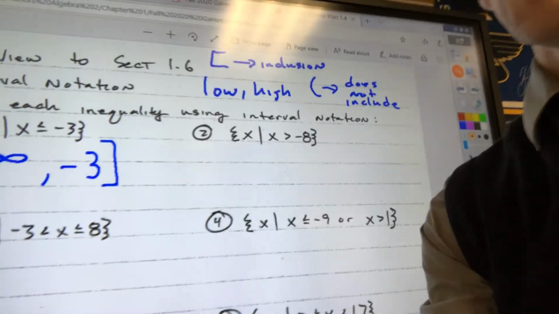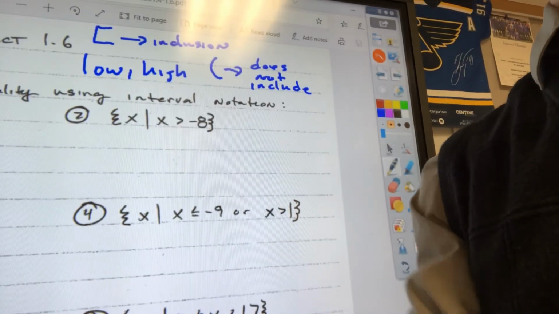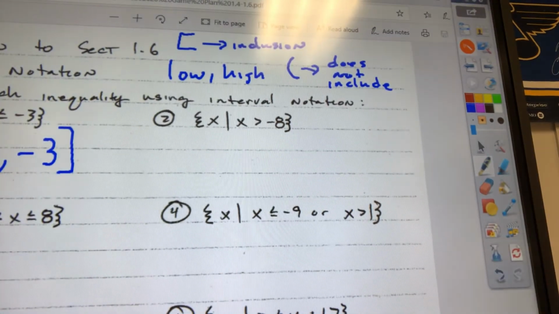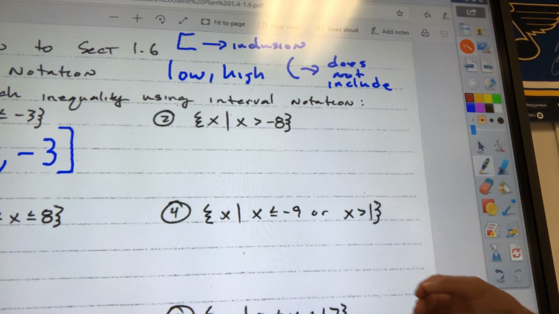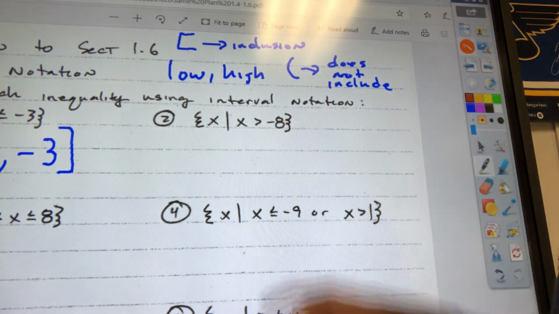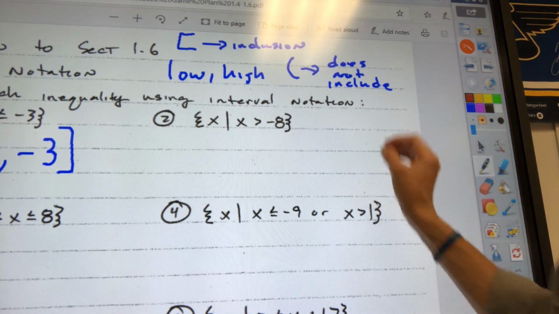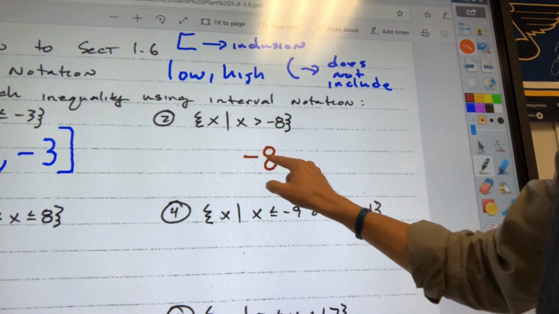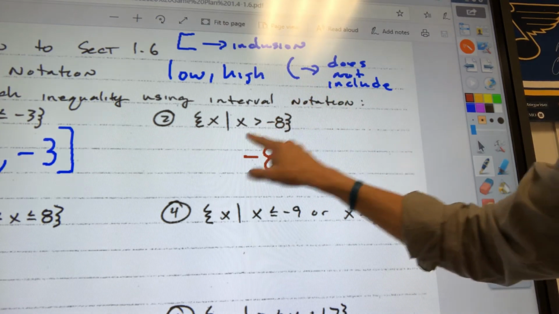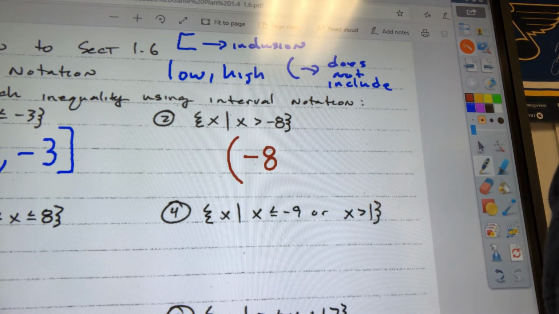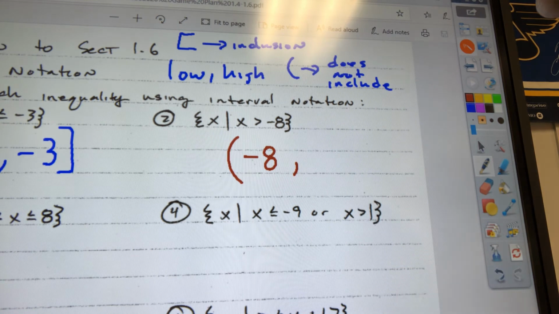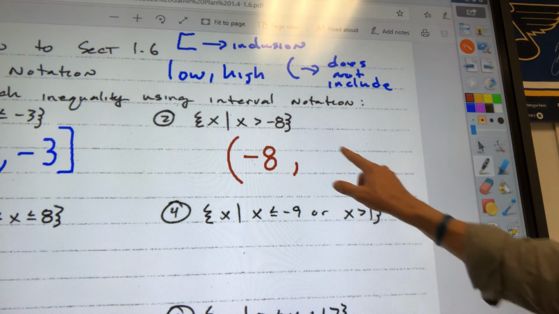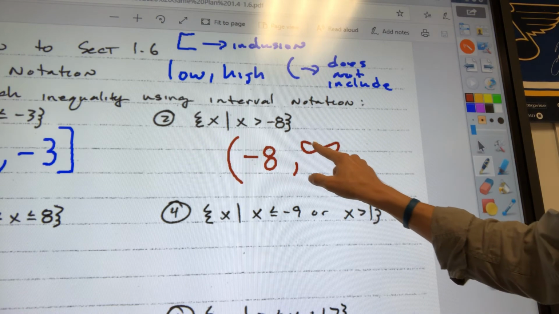I don't think you have to do anything really with it this year, but it is important to have this down. You will have to recall it in 2 years' time. So this is saying x is greater than negative 8. So negative 8 is the smallest it can be. Now there's no equality there, so I use a parenthesis around negative 8. X can be anything bigger than negative 8. So it can be 10, it can be 100, it can be 1,000, it could be 1,000,000. It can go towards positive infinity.